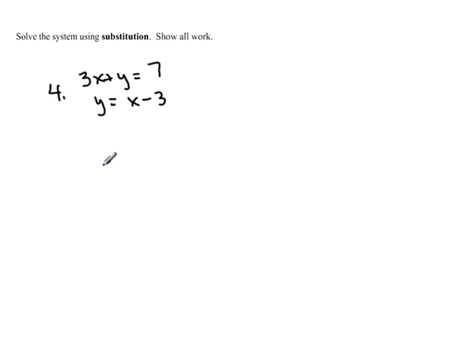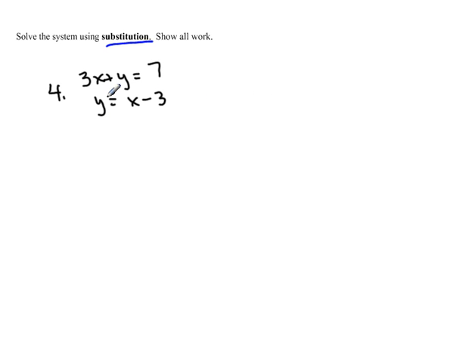Okay, moving on with problem number 4. The directions here say solve the system using substitution. Since it requires that you use substitution, you must use that method in order to receive full credit. Notice that substitution needs to have one of the equations solved for one of the variables.